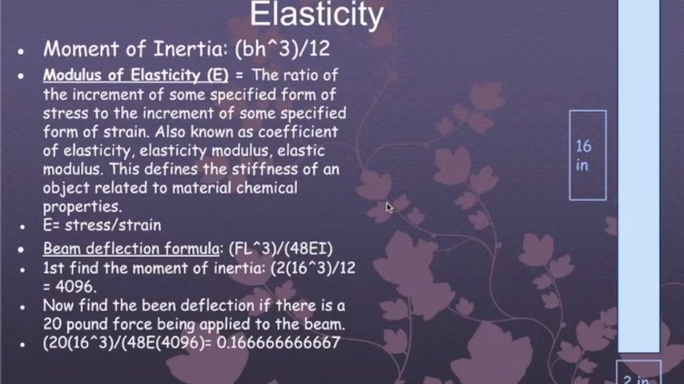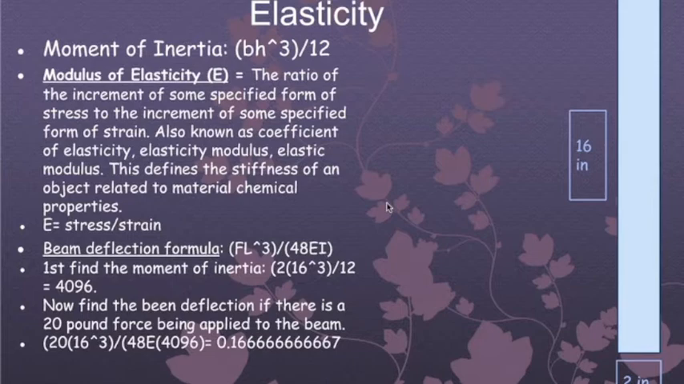Deflection and moment of inertia. Then you need this to calculate the relative velocity and the deflection. The moment of inertia formula is base times height to the third, all divided by 12. Modulus of elasticity is a ratio of the increment of some specified stress to the increment of some specified strain, also known as the coefficient of elasticity.